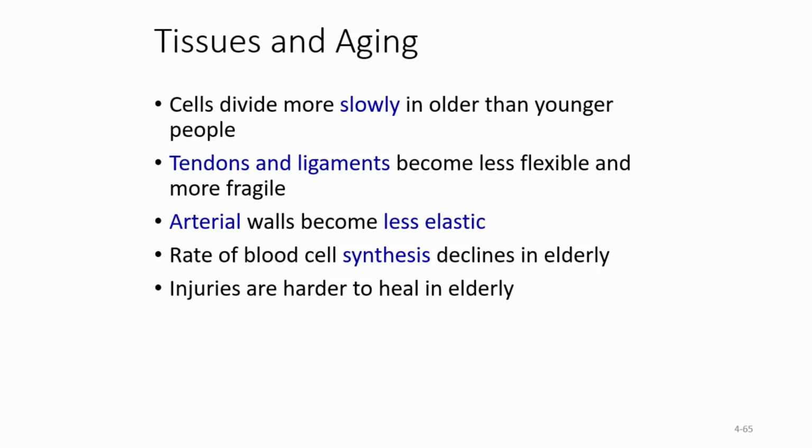So also arterial walls become less elastic, and blood pressure tends to increase. And the rate of blood cell synthesis declines in elderly, so you're going to see more anemias and less resistance to disease. And injuries are just harder to heal in elderly. Now, when I talk about these slides on aging, the one thing I want you to remember, that getting old is hell. Okay, and this just drives it home.